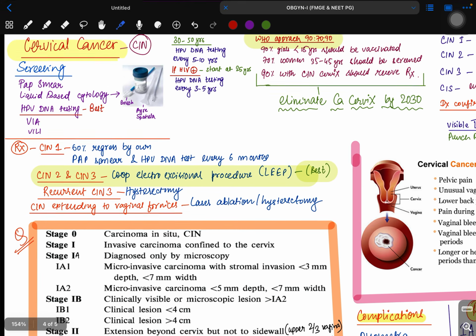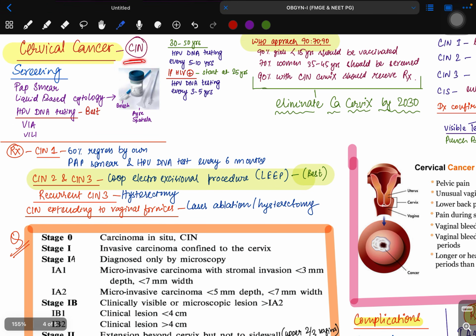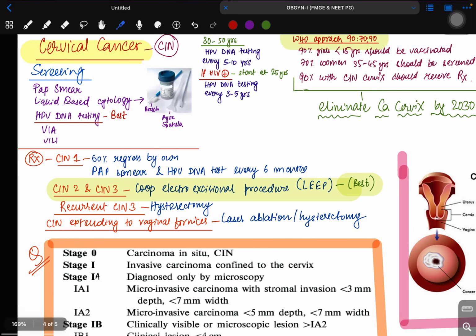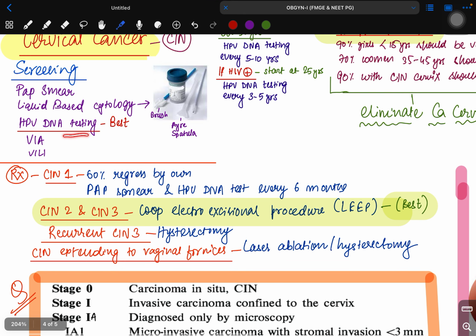So cervical cancer in situ. How will you screen it? With the help of pap smear, liquid-based cytology. Here you can find the image. The liquid-based cytology brush is there. And HPV DNA testing is the best method. Also you can do VIA, VILI. Okay. This image is the Ayre spatula. This is the liquid-based cytology brush.